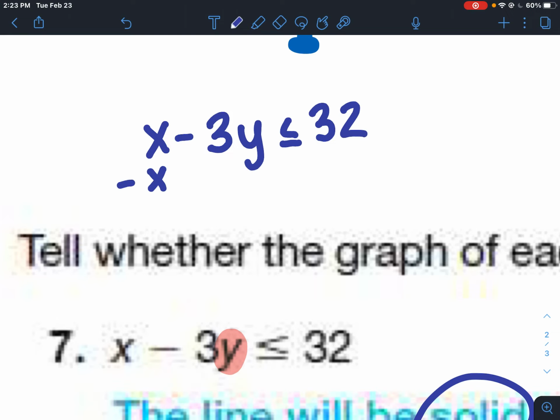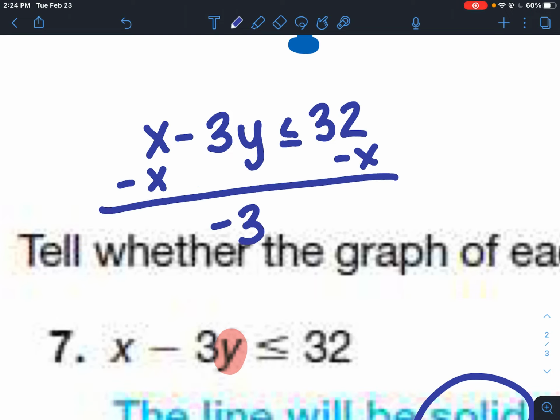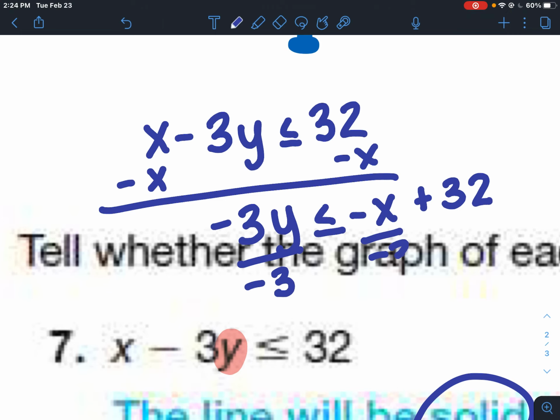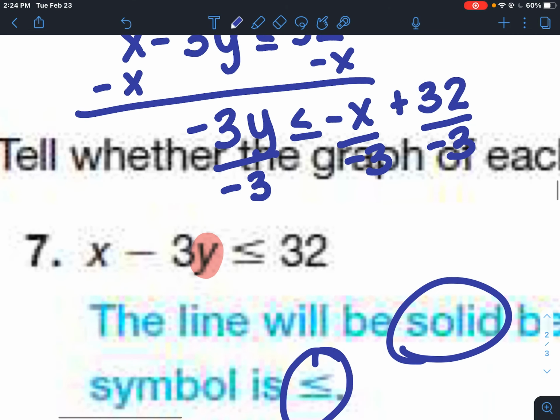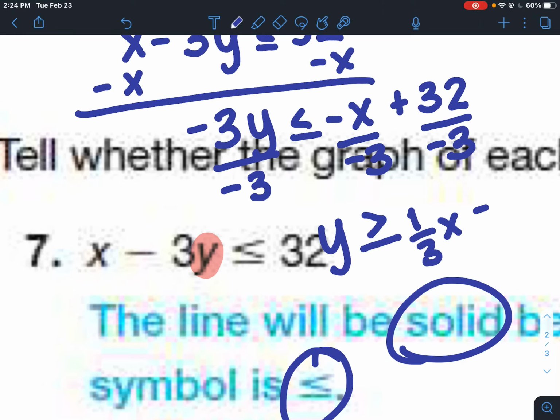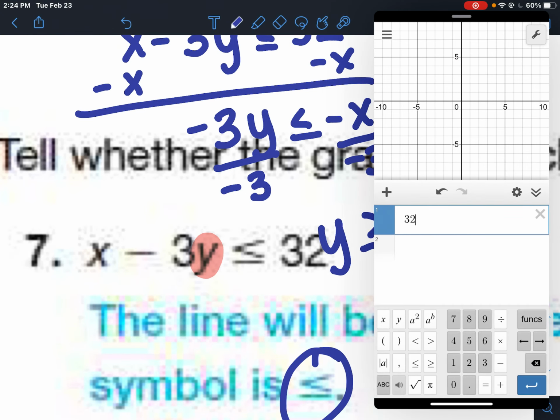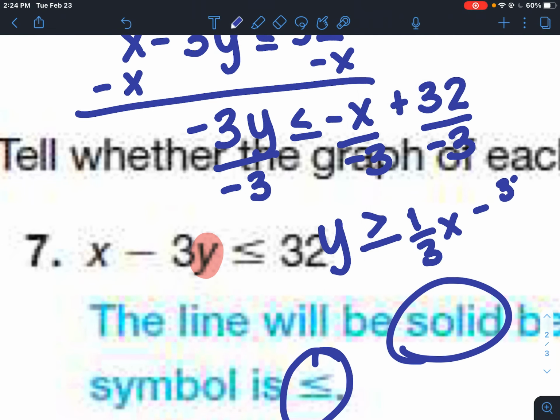All right, so subtract x from both sides. We have negative 3y less than or equal to negative x plus 32. We'll divide everything by negative 3. When I divide by a negative number, my inequality sign will flip. And I'll have 1/3 x minus, I don't know, what is that? 32 divided by 3, it's some decimal. Okay, we'll just leave it as 32 divided by 3.